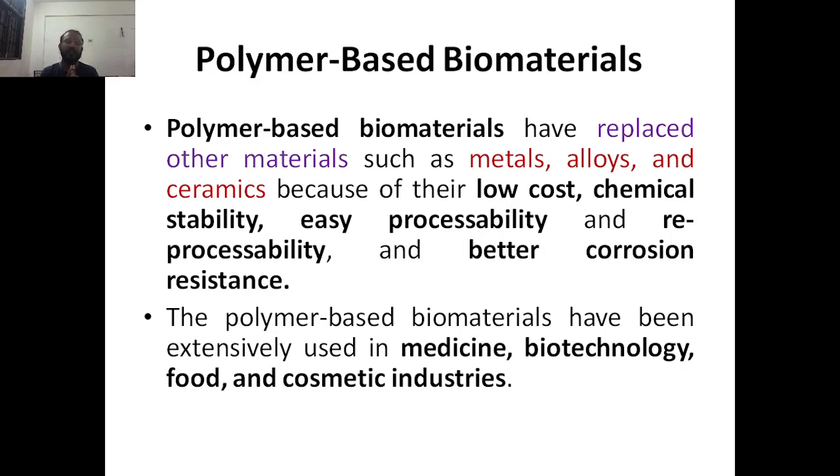Okay, so next we are having the polymer based biomaterials. Polymer based materials have replaced other materials such as metals, alloys and ceramics because of their low cost, chemical stability, easy processability, reprocessability, and better corrosion resistance. Since it is not metal, there is no corrosion itself. So these are the properties which play a very important role, and whenever it comes to these properties, the polymer always takes over other materials.